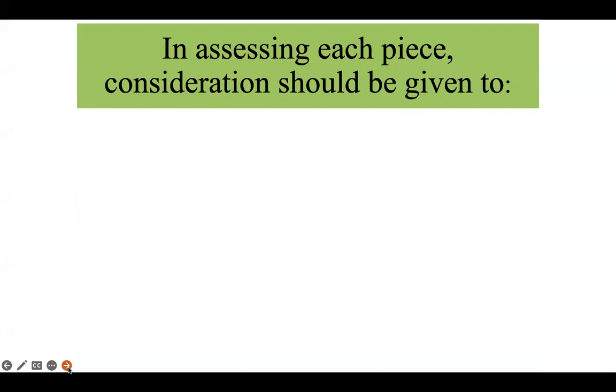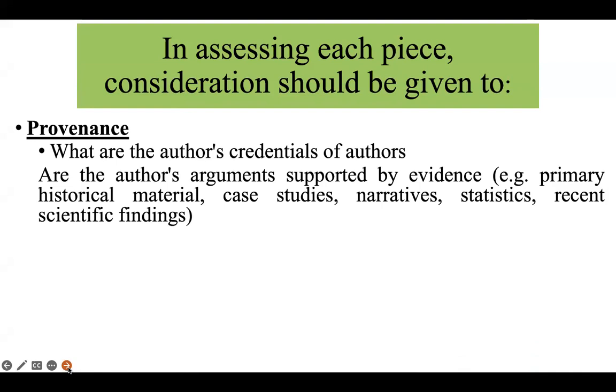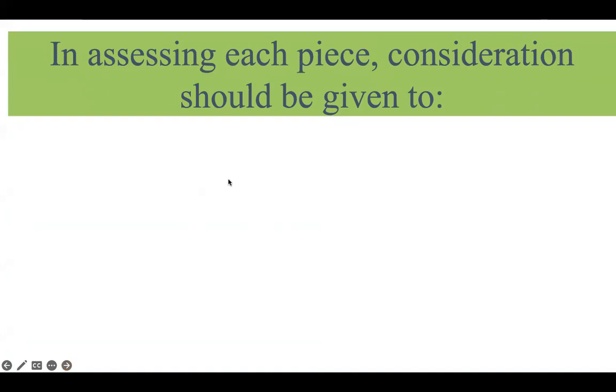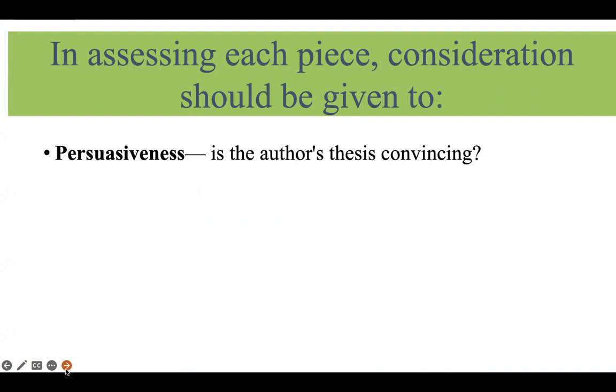In assessing, each piece should be given consideration. Provenance: what are the author's credentials when you are going to make a reference citation? Before that, you read it. If you are going to cite Professor Mulazim Hussain Bukhari, or Professor Chima, or Professor Zaidi, or any other author, first check the provenance of the author. It's very, very important. What was the objectivity of that author's paper writing? Then persuasiveness: the author's thesis and its value.